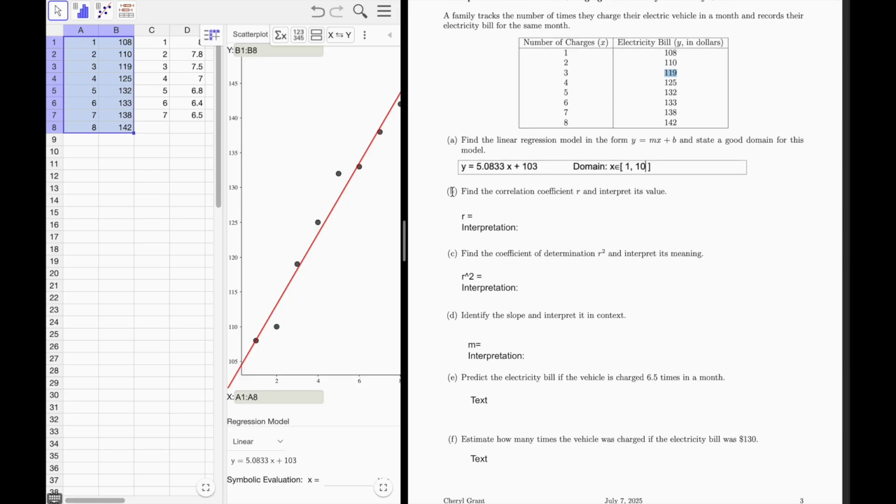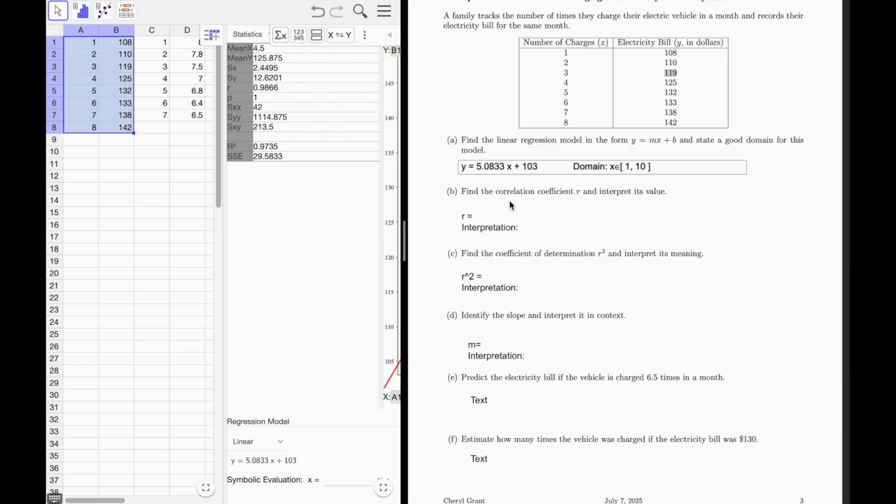All right, now the second part says find the correlation coefficient of R and interpret its value. And this is what we practiced in the last lesson, but now we're going to tie that into what we're doing today. Remember, R represents how close the data values are to the line. Is it a good fit? Is it an excellent fit? Is it moderate? Is it weak? And the closer we are to 1, whether it's -1 or +1, that's going to give us a perfect model. So because these points are pretty close to the line, I'm going to say it's going to be in the 90s. So to find our R and the R squared, I'm going to come up and choose the sigma with the X to show statistics.